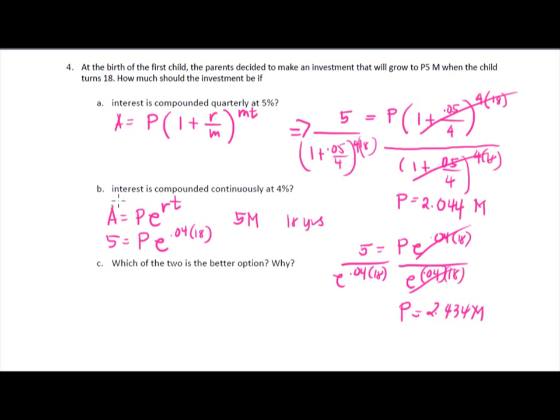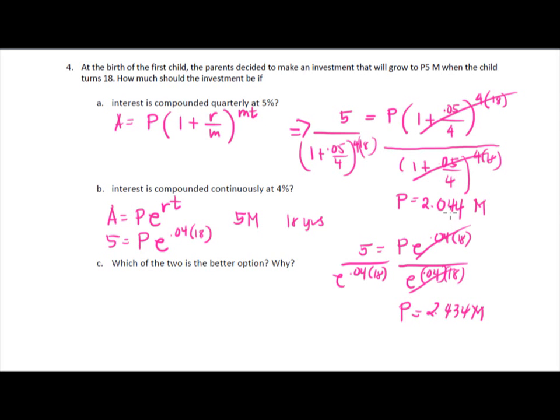So that means for the first one at 5%, you just need 2.044 million to get a 5 million after 18 years. While in the second one at 4%, you have to put 2.434 million to get a 5 million after 18 years. So which of the two is the better option? So we should go with the first because you are just investing a smaller amount.